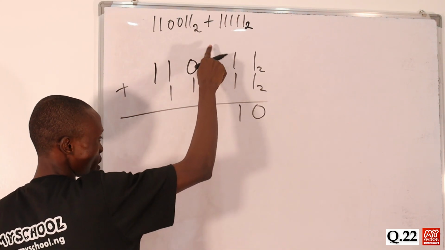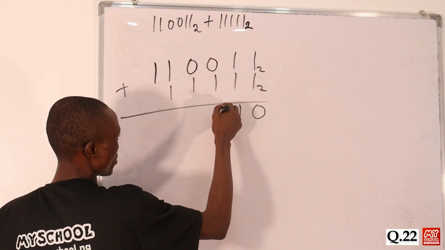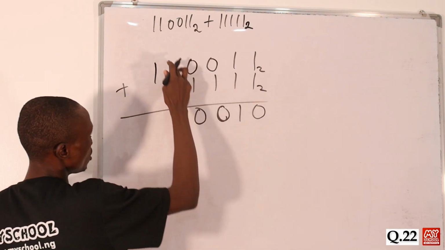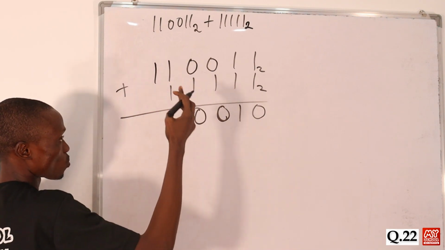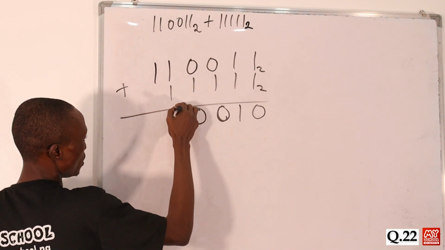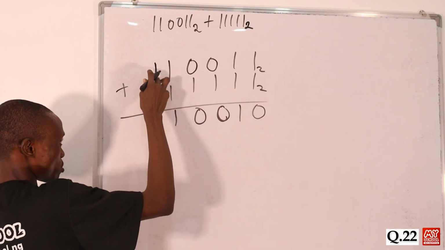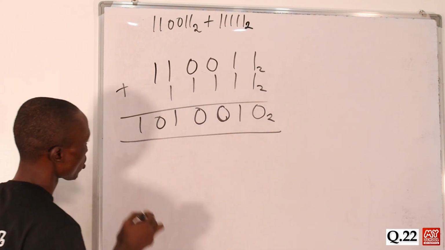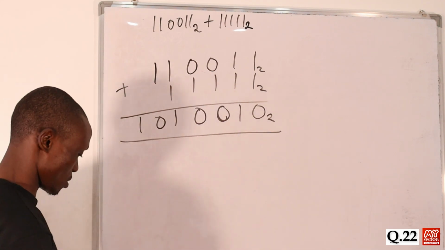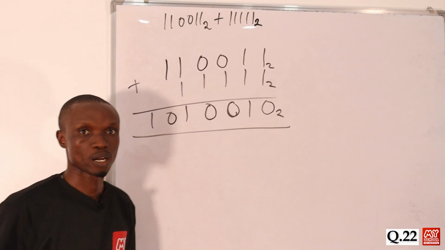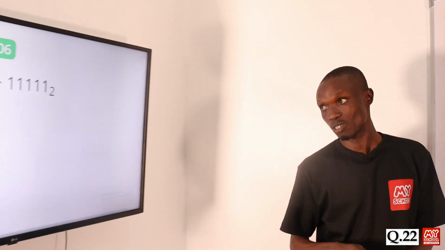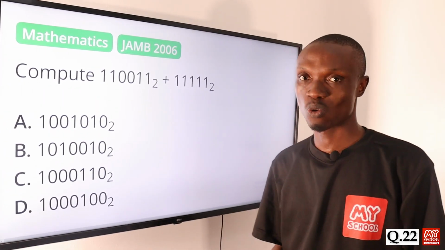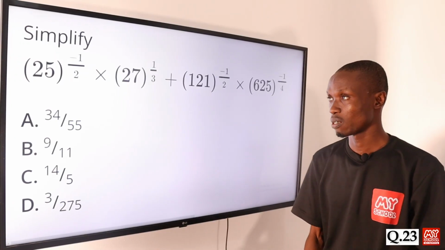So 0 plus 1 is 1 plus 1 is also 10. Then we'll write down 0 and carry 1. The same thing here, we'll write down 0 and carry 1. So here we'll be having 11 because we are now adding 1 three times, okay? So that will be 11, then we'll carry 1. If we add the 1 to this one, that will be 10, all in base 2. Okay, so at the end of the day, we'll have 1010010 in base 2. So let's return back to the screen to pick the correct answer to this question, and that is option B, 1010010 in base 2.